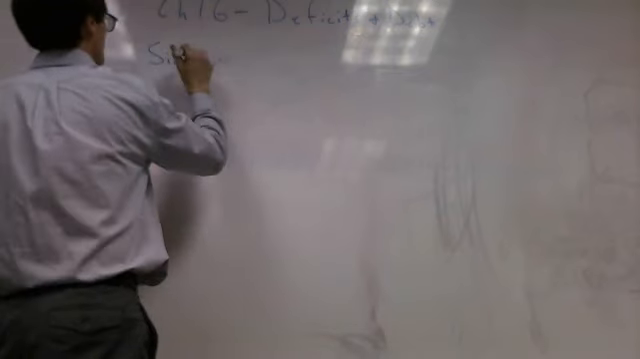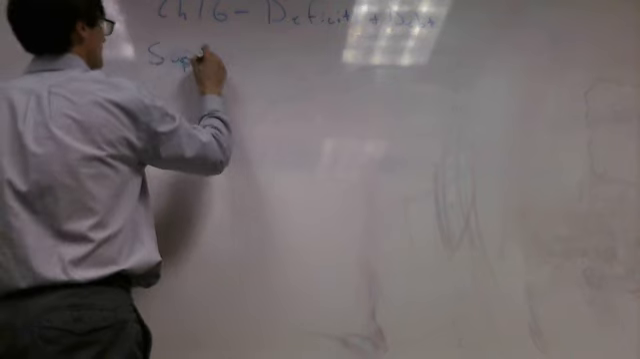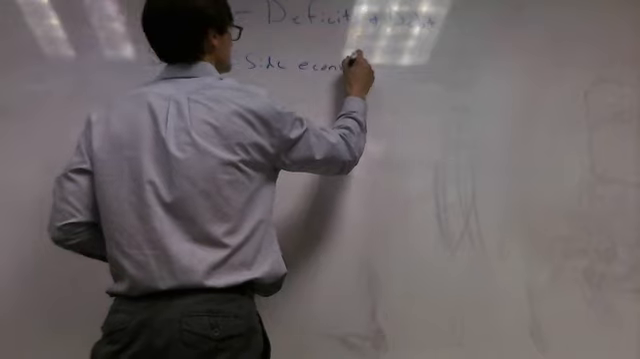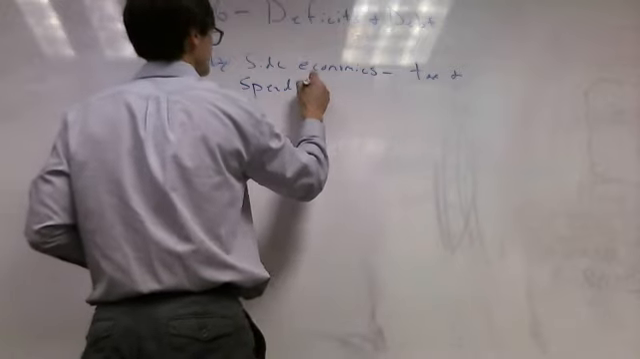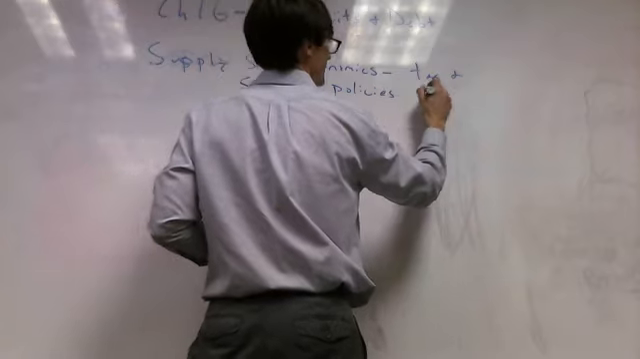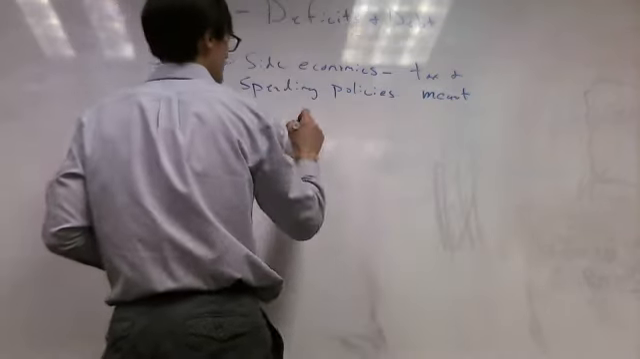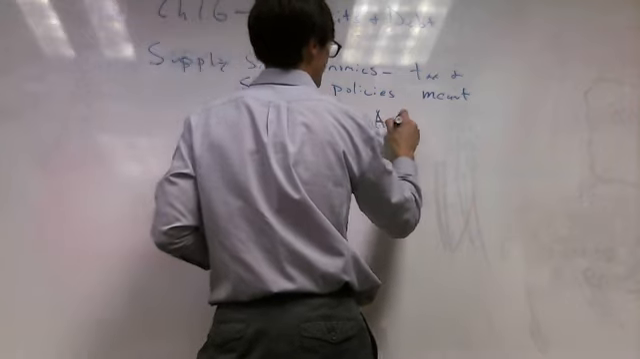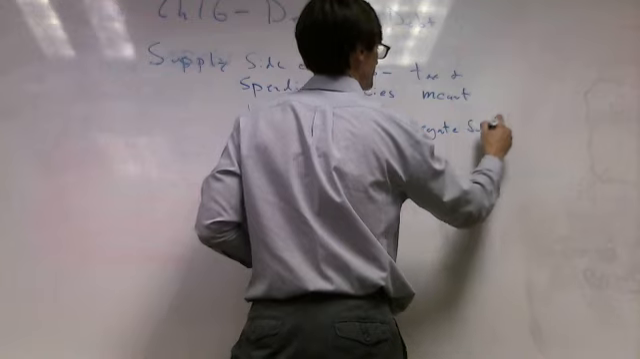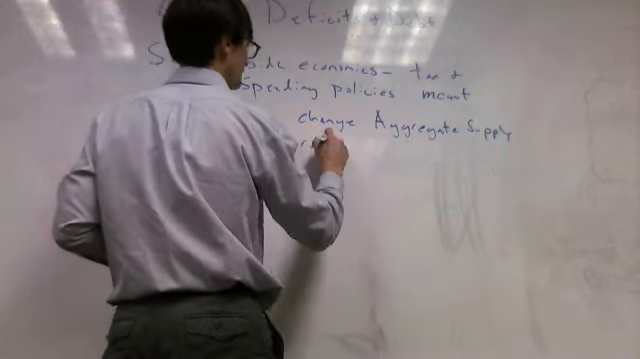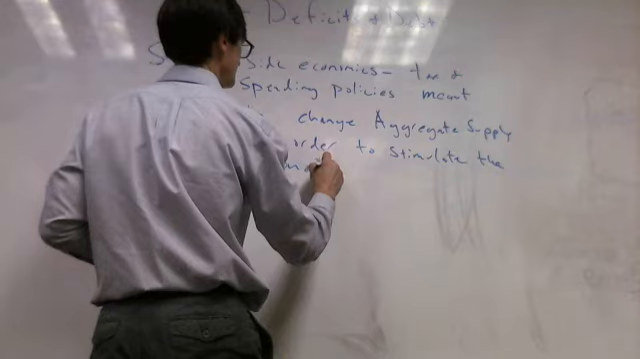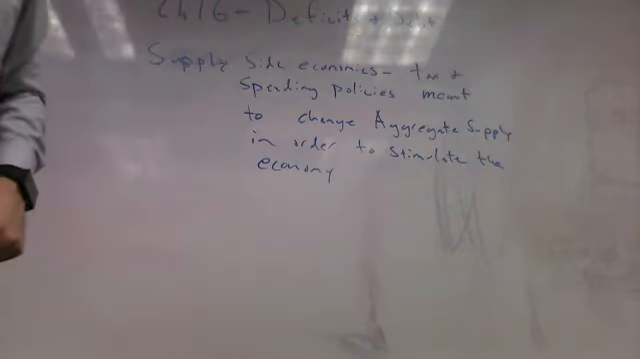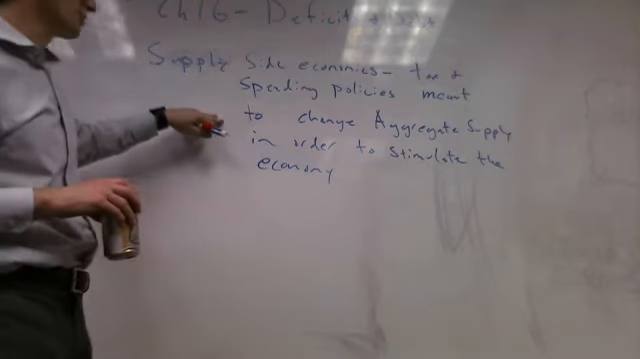So, first thing that we're going to consider is what is supply-side economics? This is basically a set of tax and spending policies meant to change aggregate supply in order to stimulate the economy. So supply-side economics is a set of tax and spending policies meant to change aggregate supply in order to stimulate the economy.